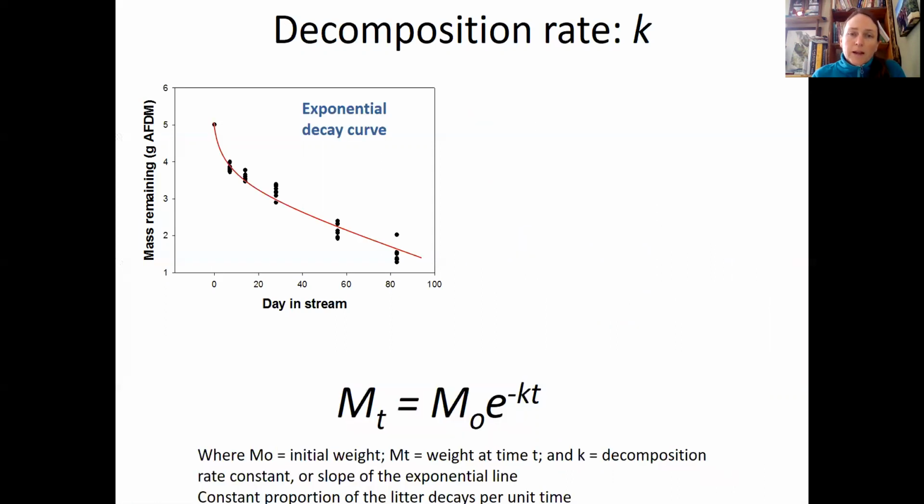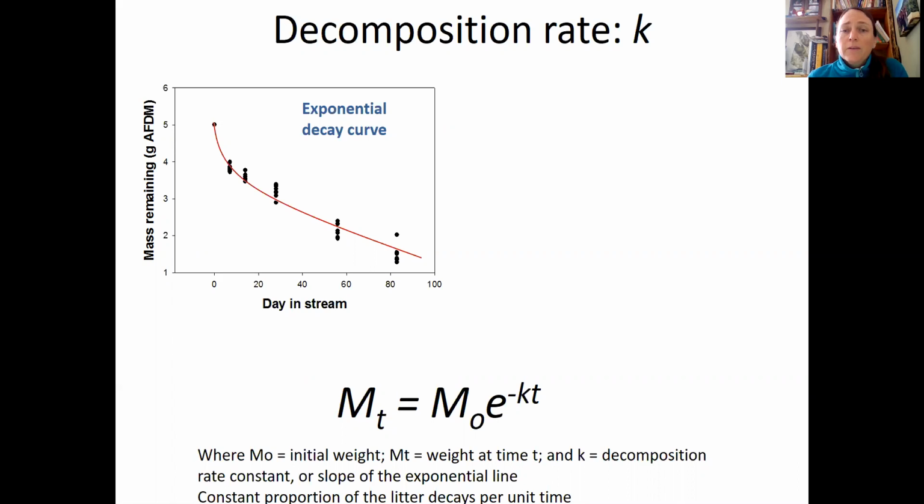And if I go back here, you can see the equation for exponential decay, where we have the mass at any time t is equal to the original mass, or the initial mass m sub 0, times e, which is the mathematical number e, to the negative kt, where t is time and k is the decomposition rate constant.